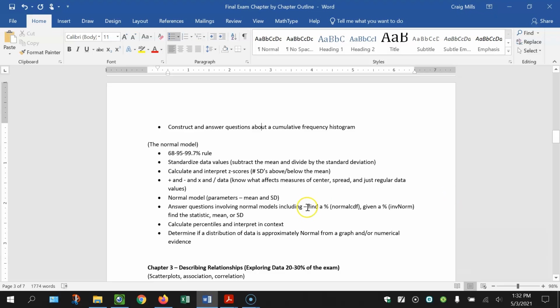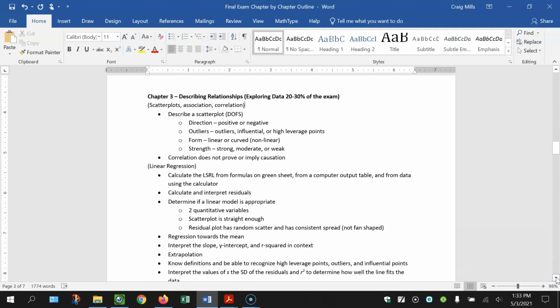Calculate and interpret percentiles. If you're in the 80th percentile for height, 80% of the data is less than or equal to your height. Determining if a distribution is approximately normal, you can look at the shape and see if it's bell-shaped. You can check: does 68% of the data fall within one standard deviation, 95% within two, to get a sense.